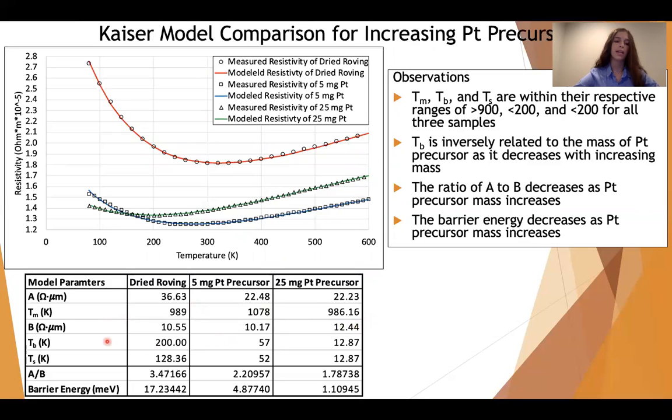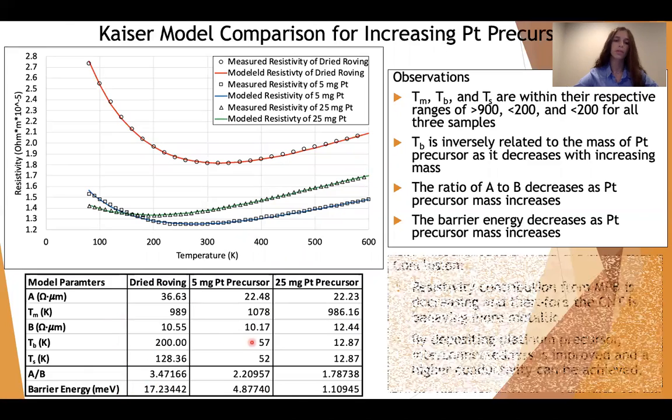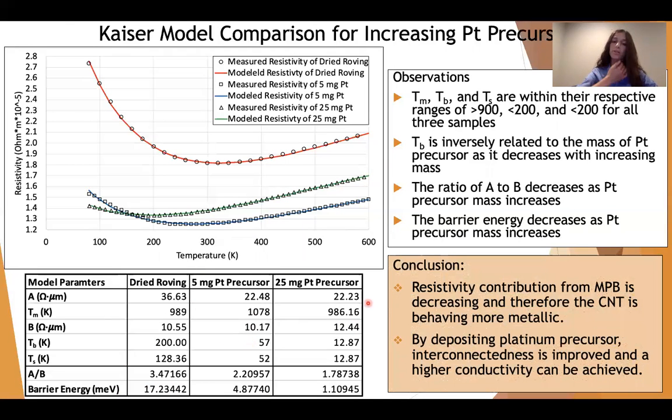Next, it can be seen that TB, the ratio of A to B, and the barrier energy all decrease as platinum precursor is added. The barrier energy was obtained by taking TB and multiplying it by Boltzmann's constant. And looking at these different model parameters and how they change with addition of platinum precursor, different conclusions can be drawn. First off, the ratio of A to B decreasing shows that the CNT is behaving more metallic.